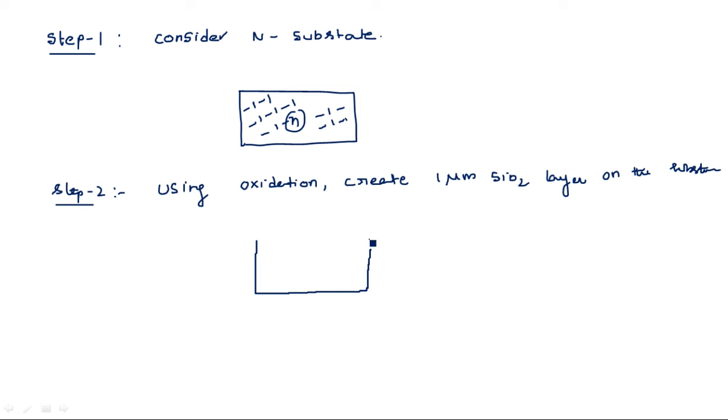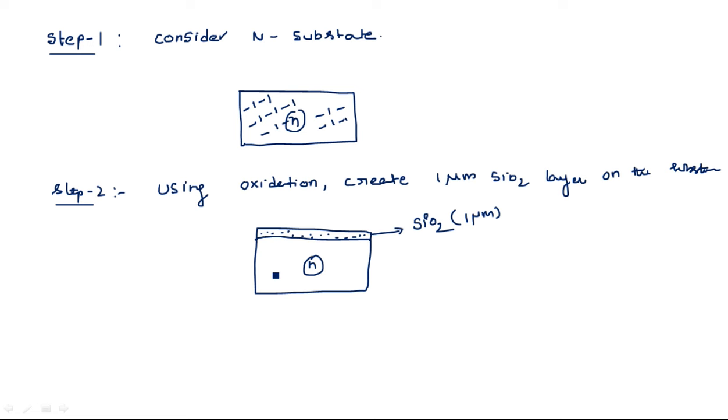Take the same rectangular shaped n-type substrate. Now deposit an oxide layer on the n-type substrate. The oxide layer indication is dots. Now when the oxide layer is created and reacted with this silicon substrate, it simply creates a silicon dioxide layer with 1 micrometer thickness.